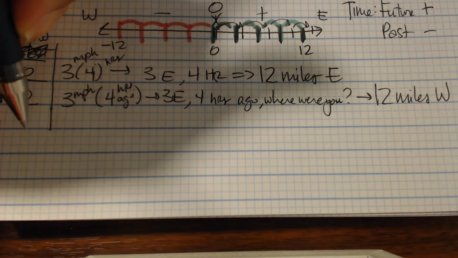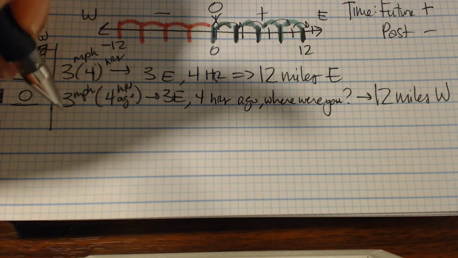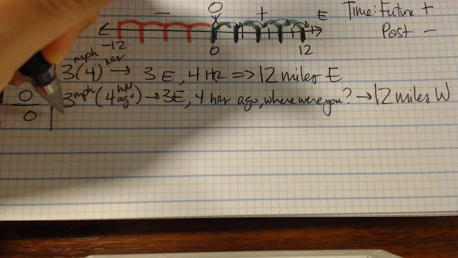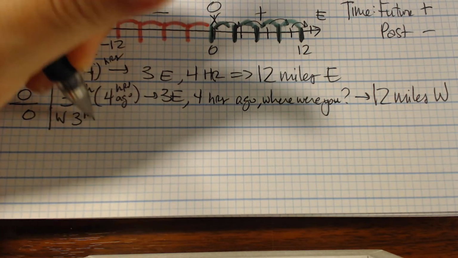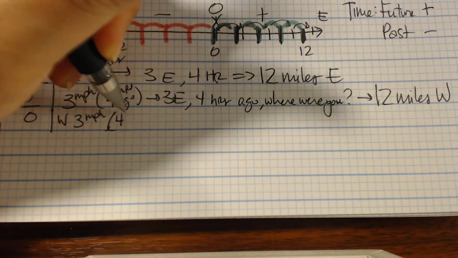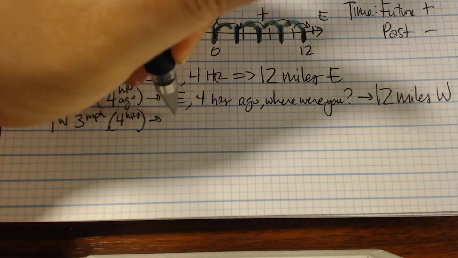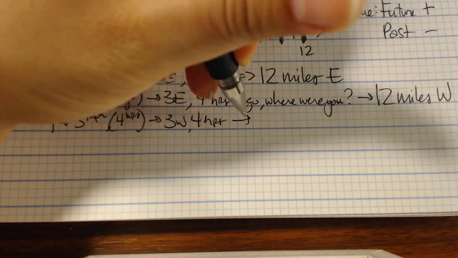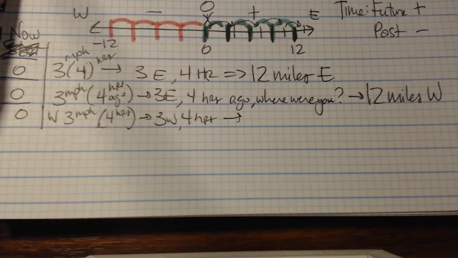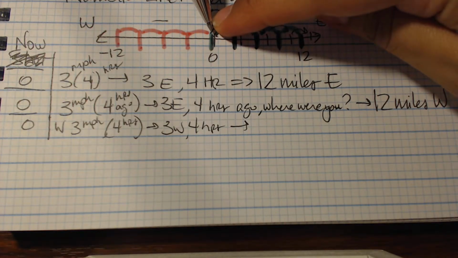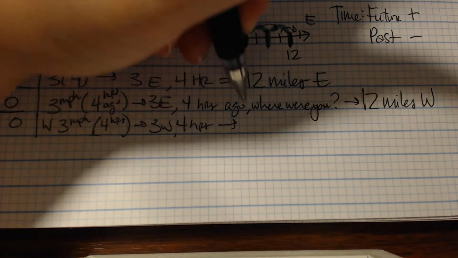All right, so this next one, we have that you're now at 0. That's where you're at right now. And you're going to move west 3 miles per hour, and you're going to go for 4 hours. So you're going 3 west for 4 hours. And so we want to know where you're going to end up. Okay, so you're at 0, and you're going to go 3 miles per hour west for 4 hours. So you will end up this way. You'll end up at negative 12, or 12 miles west.